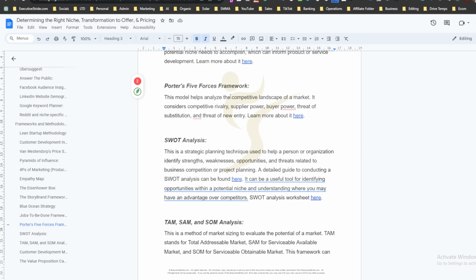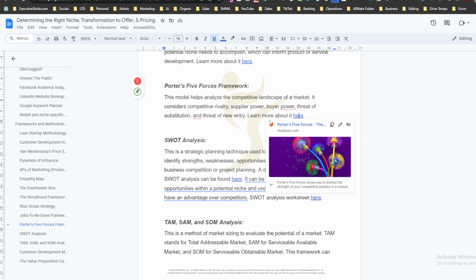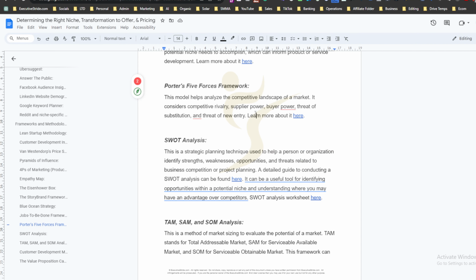Porter's 5 Forces framework. This model helps analyze the competitive landscape of a market. It considers competitive rivalry, supplier power, buyer power, threat of substitution, and threat of new entry. Learn more about it here. And guys, don't be overwhelmed. You don't need to learn all these frameworks. This is like the resources section of this training. These are just additional things you can look into, and the main ones that could be useful, I did videos on them and provided a worksheet.